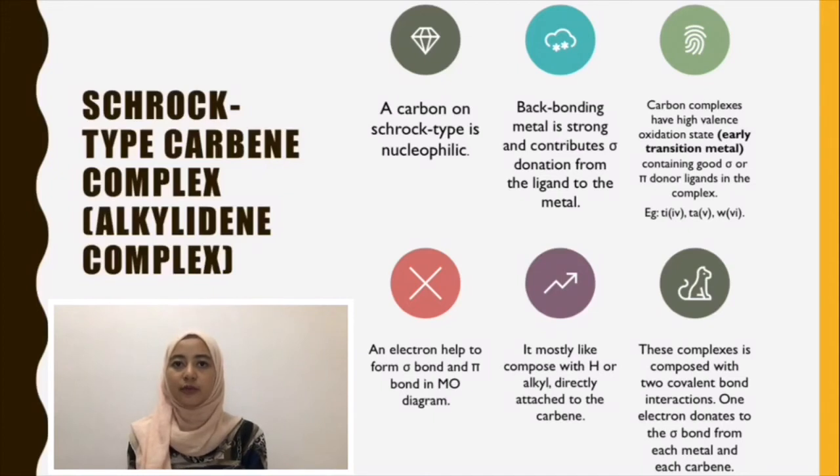So this type of complex has a high valence oxidation state in early transition metals, which contain good sigma or pi donor ligands in the complex. Its carbene carbon is not stabilized by heteroatoms, but is attached directly to hydrogen or alkyl. These complexes are composed of two covalent bond interactions. One electron will be donated to the sigma bond from each metal and each carbene.